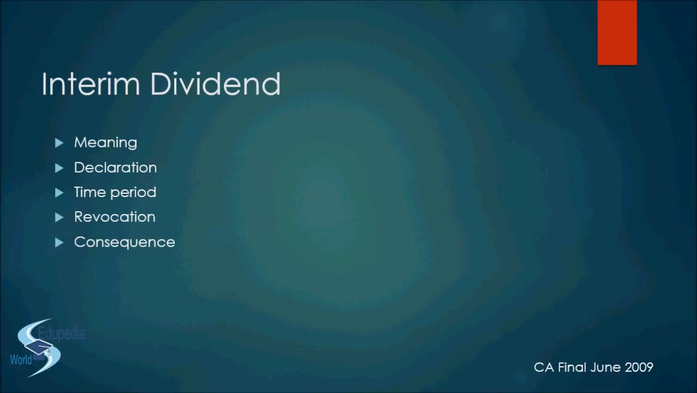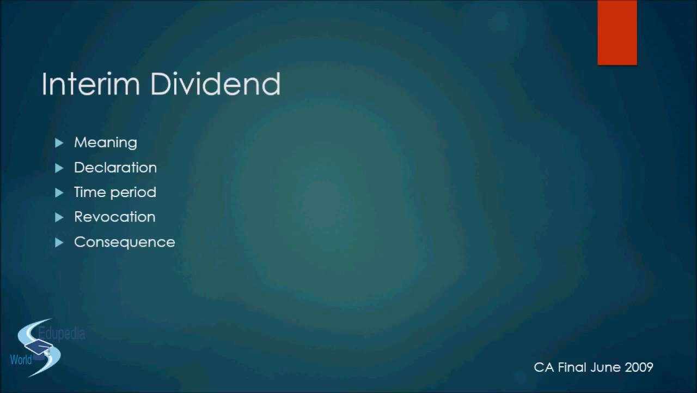Now let's focus on the basic differences between the interim dividend and the final dividend. If we look into the matter, we have three basic differences which sum up the entire thing. Now what are those? First is that interim dividend is declared before determination of profit.